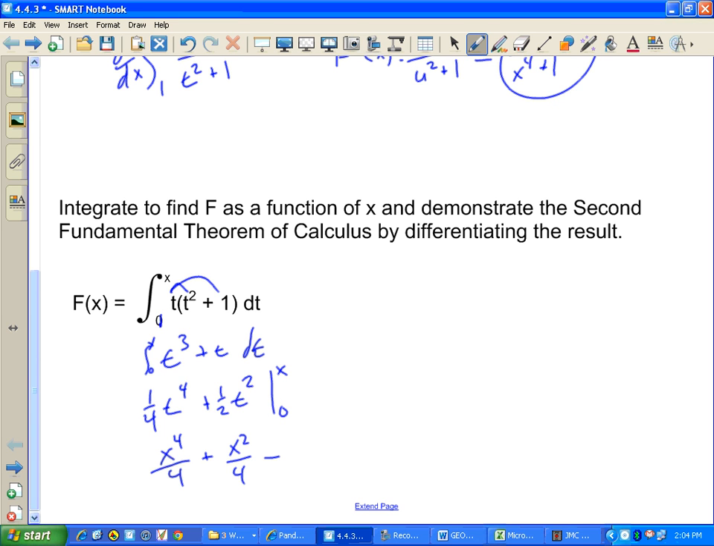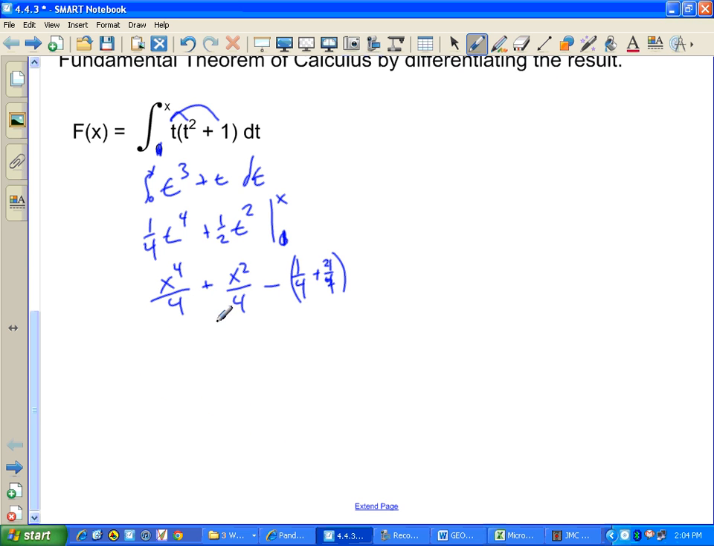So, or let's make this 1 actually, just to make it a little more interesting. So I'll subtract it evaluated at 1, which would be 1/4 plus 1/2. This would be 2/4, so I get 3/4. So I'd have x to the 4th over 4 plus x squared over 2 minus 3/4. Now that's what this function is. These are the same thing. So the function equals this as an integral form, which means it equals this as just a regular form.